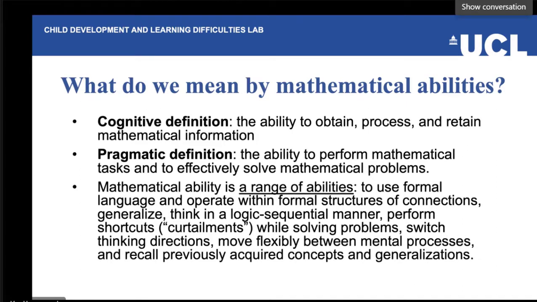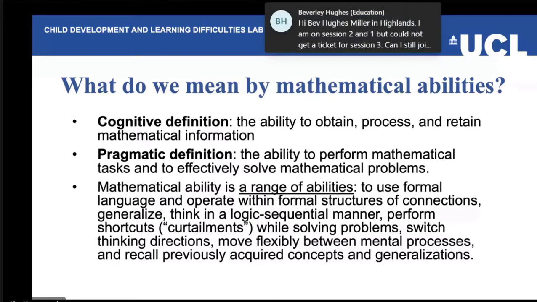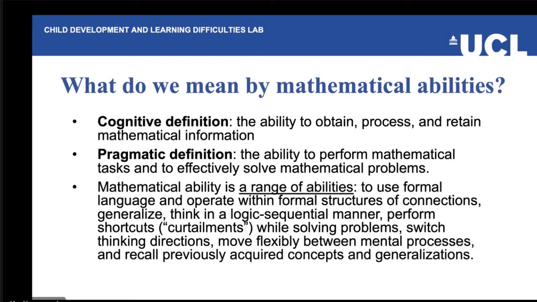So the first thing I think that's important to focus on is that when we talk about mathematical ability, it's a range of abilities. We're not just talking about one single thing. And actually, this is a quote I took, so it's around using formal language, operating within formal structures of connection. It's the ability to generalize and to think in a logical sequential manner.